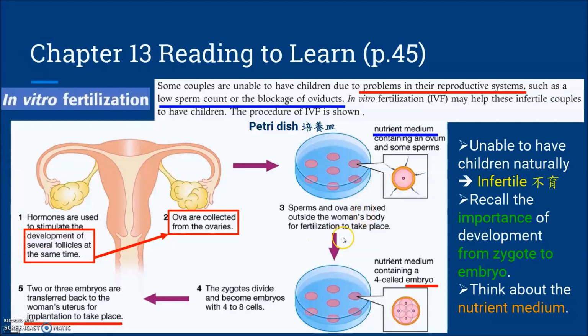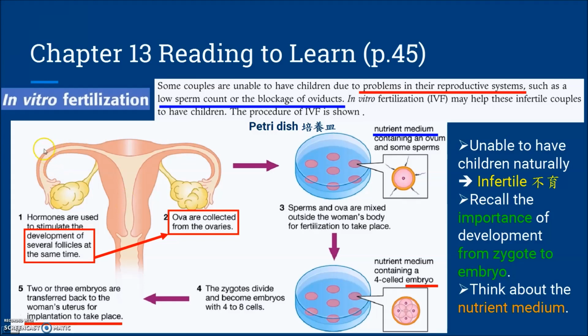And after the fertilization, luckily it takes place, we obtain the zygote, and the zygote will undergo mitotic cell division to form the embryo. So remember, recall the importance of development from zygote to embryo, because only the embryo can undergo implantation. So the embryo will be transferred to the uterus, but not the zygote, because the zygote cannot undergo implantation.